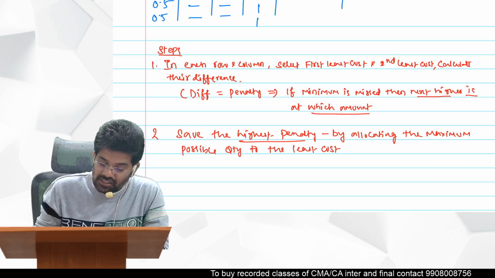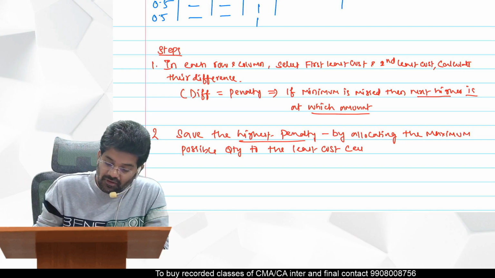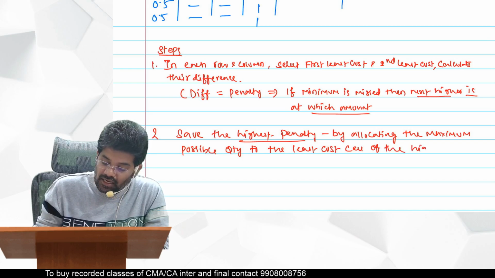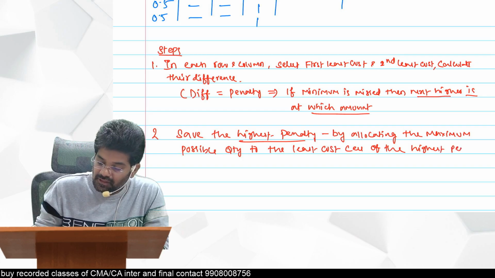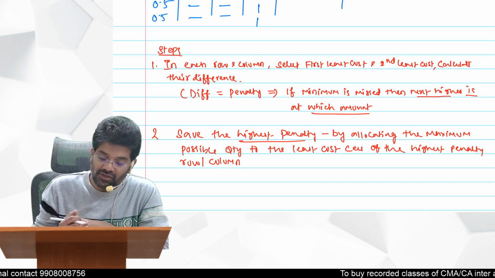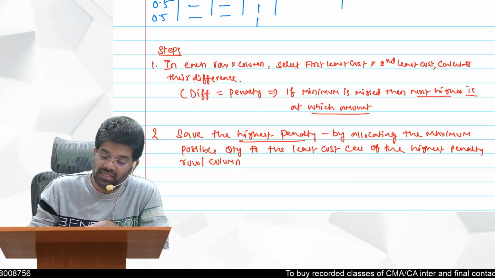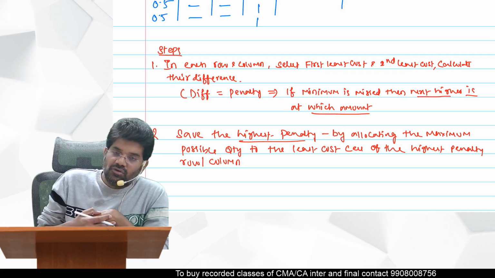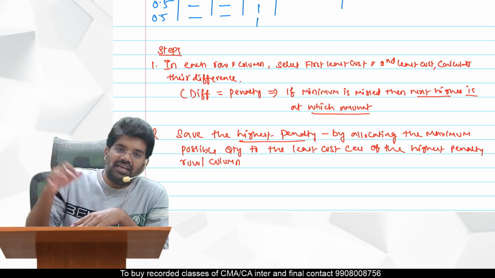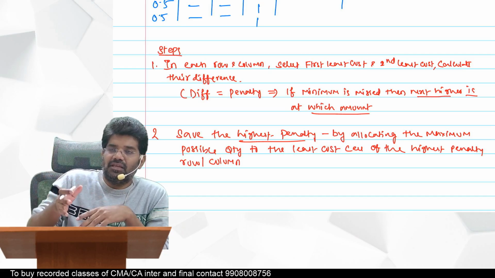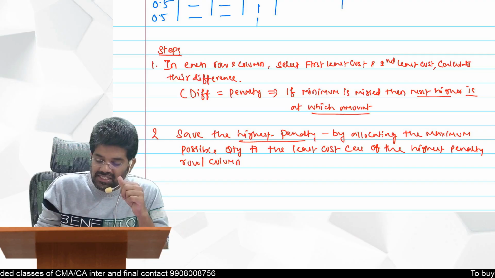To the least cost cell of the highest penalty row or column. So what is the meaning of difference or penalty: if the first least cost is missed, then the next higher is at what amount. Now, out of that highest row or column penalty, we are taking the least. So what we are doing is we are saving that highest penalty.